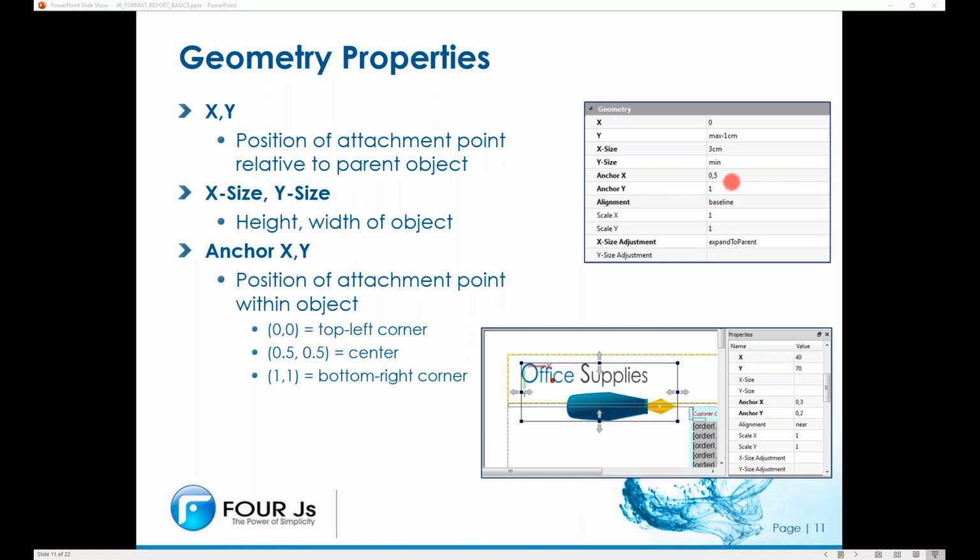My anchor is where that attachment point is. So is the attachment point in the dead center? Is it off somewhere randomly floating in the middle? Traditionally it's in the upper left corner, but that's where my attachment point gets to be.